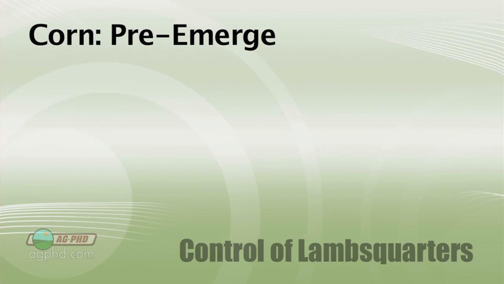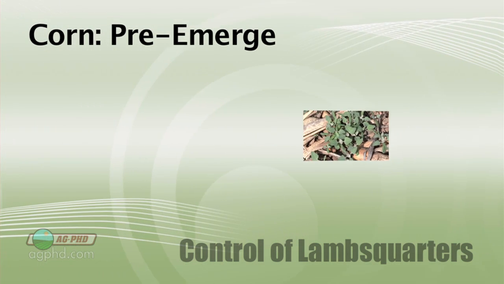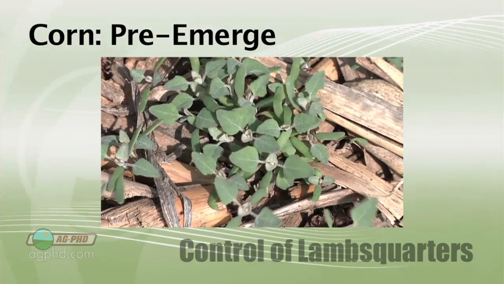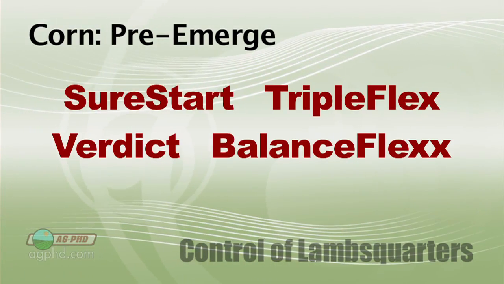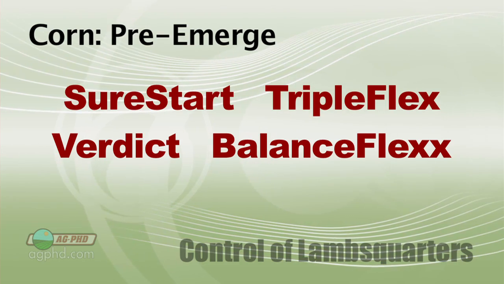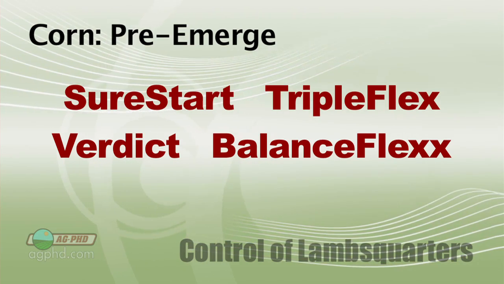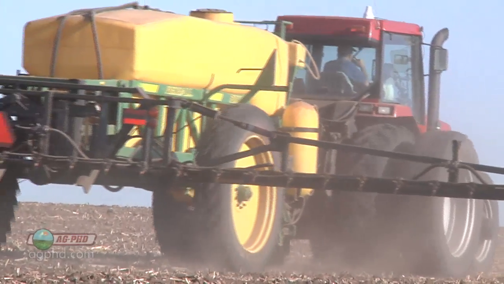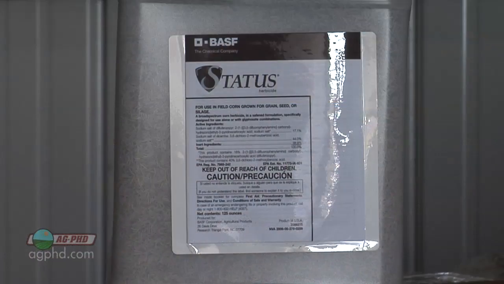Yeah, in corn it's a lot easier to control Lambsquarters because Lambsquarters is a broadleaf weed in a grass crop, not that tough, so use a pre-emerge herbicide, something like Sure Start or Triple Flex. Probably like Verdict a little better. Balance Flex is also really good. Those types of products have more activity than just a standard Harness, Surpass, Outlook, Dual. And then post-emerge, Status I think is the best, but there are several other products that would work.